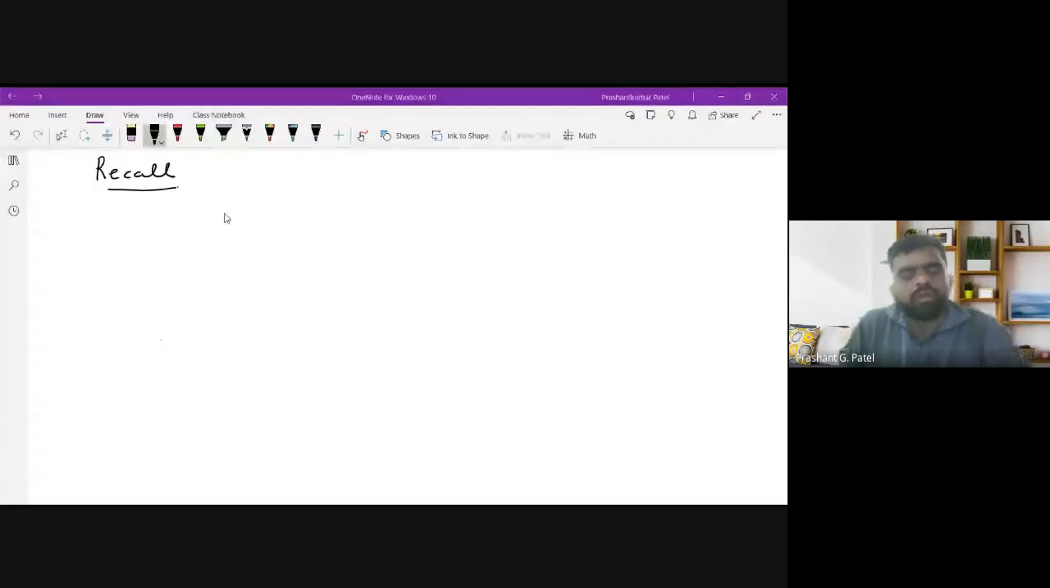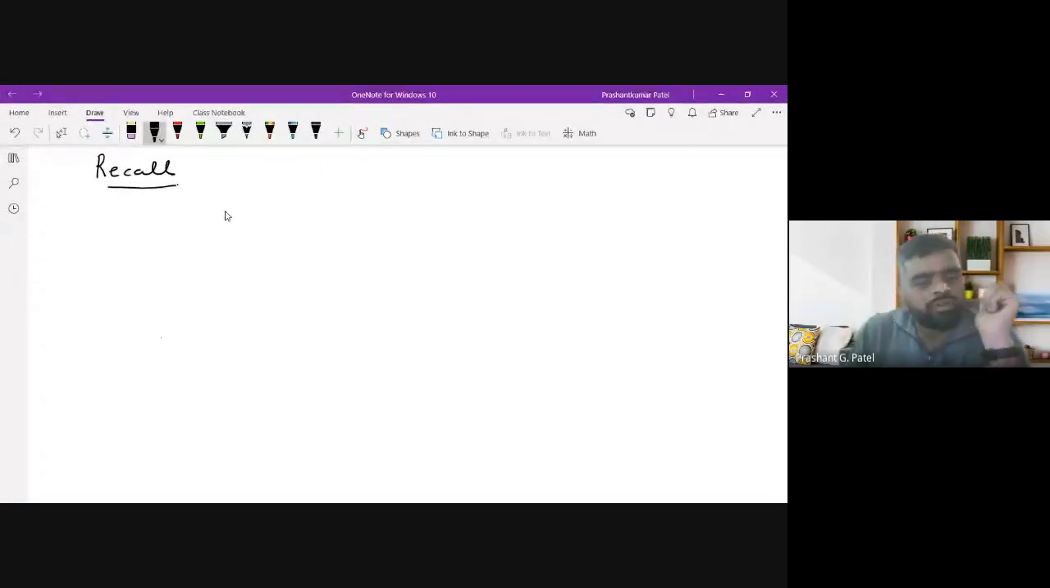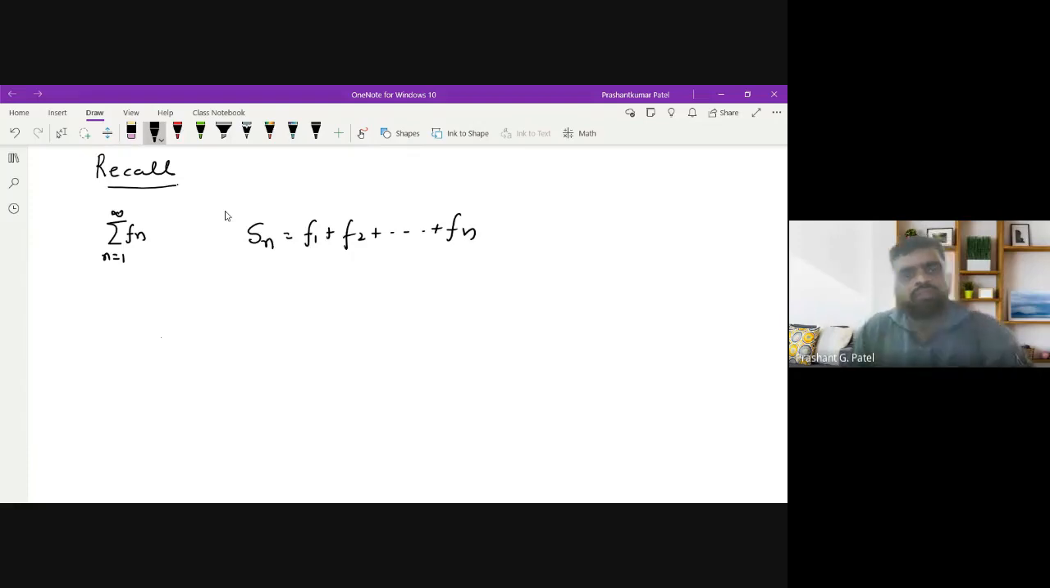In the previous lecture, we have talked about the uniform convergence of function. So we can say that this series is uniformly convergent if the partial sum of that, which we have denoted as Sn, the sum of the first n terms, converges to some function uniformly as n tends to infinity. Then we can say that this series converges to F uniformly.